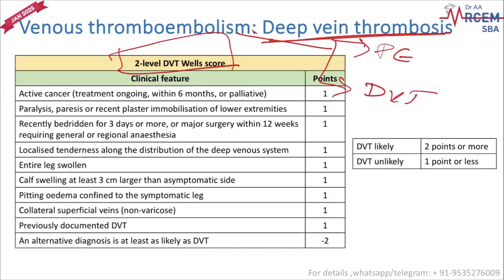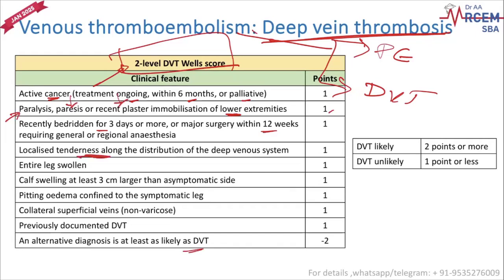So the 2-level DVT Wells score, what precisely you need to be aware of according to the NICE guidelines. Any active cancer, that means ongoing treatment within the last 6 months, or they have taken any treatment or they are on palliative care, is considered an active cancer. Okay. Any immobilization of the extremities due to paralysis or weakness in the lower limbs, or because of a plaster cast, gets 1 point. Everything gets 1 point except the last one here. Bedridden for 3 days or any significant surgery in the last 3 months, that is 12 weeks.